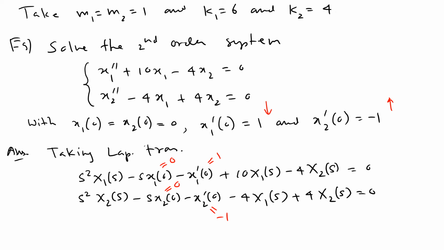Once you plug in those values, you're going to get this system. I'm going to plug in these values and collect the terms as we normally do. So this is a new system in the Laplace domain. If you collect the terms, you're going to get s squared plus 10 times X1(s). And then I'm going to write the X2 terms one below the other. So it is negative 4 X1(s).